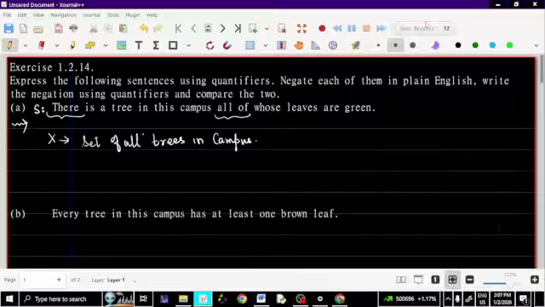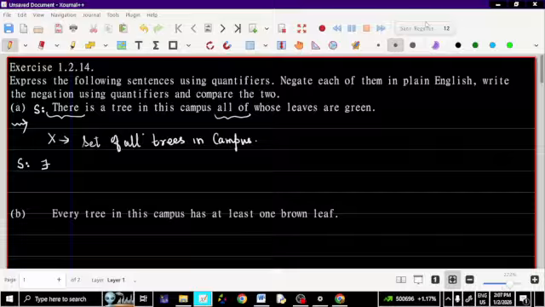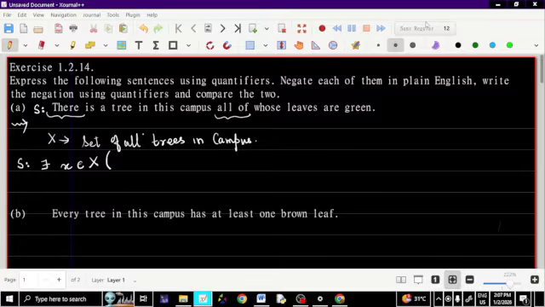So there exists a tree. That means in this set there is one element. So using quantifiers, how will you frame this sentence? There exists a point in this set, that means there is a tree. So there exists x in X, where x is a tree in the campus, for which the remaining things will happen.